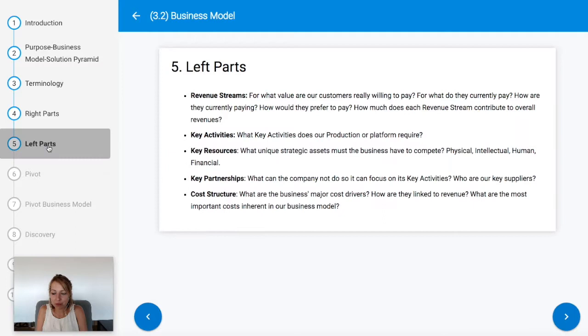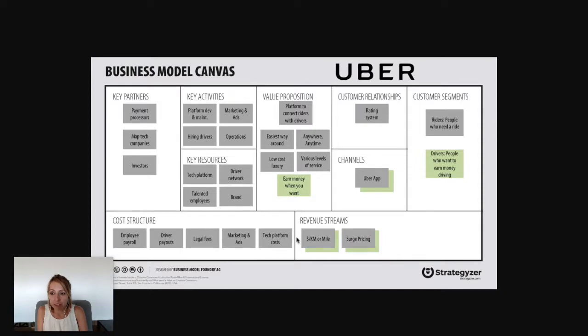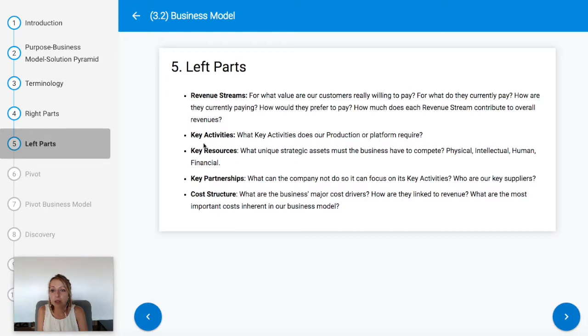If we go ahead and look at the left parts of the business model, we have revenue streams, key activities, key resources, key partnerships, and cost structure. Okay, revenue streams. Revenue streams are: for what value are our customers really willing to pay? That's very important. For what do they currently pay? How are they currently paying? How would they prefer to pay? How much does each revenue stream contribute to overall revenues? Okay, we have here revenue streams: surge pricing, dollars, kilometers, or miles. You have to decide.